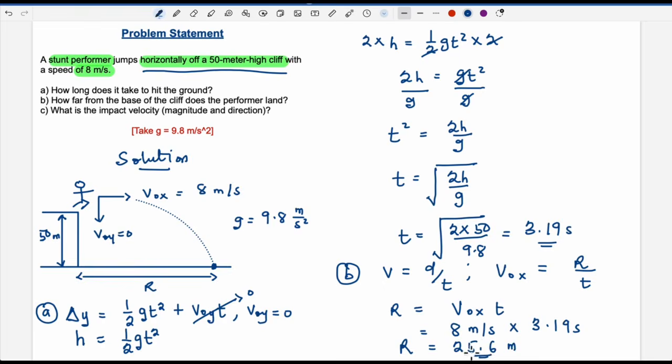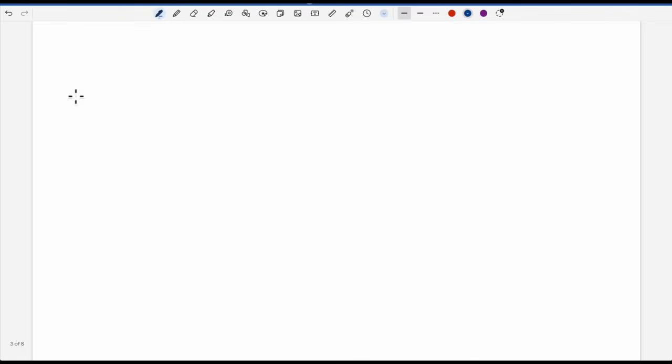All right, now let's look at the last and final part of this problem. Here we are to find the impact velocity, and in this case, the magnitude and the direction of the velocity. So to do this, I'll draw again the cliff. We need to look at what is going on.